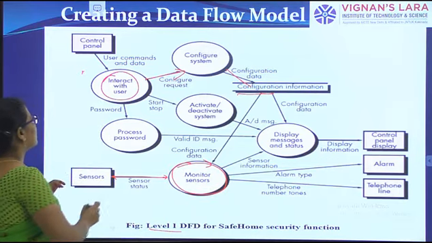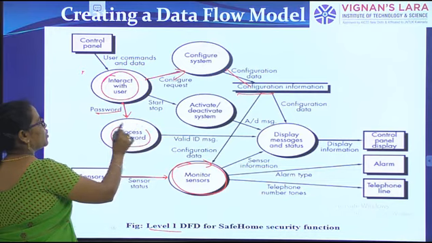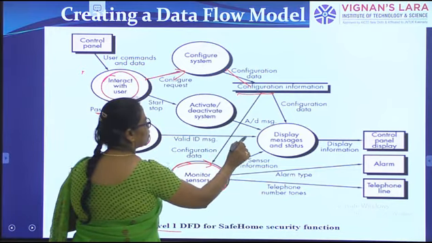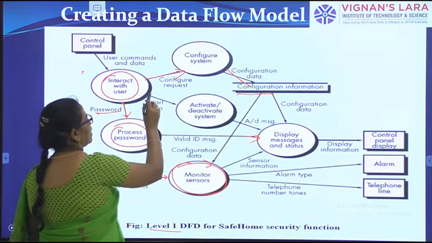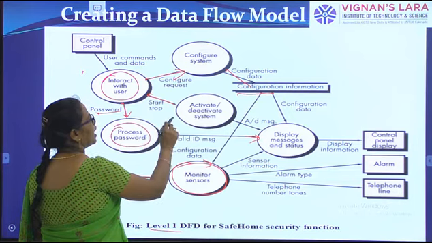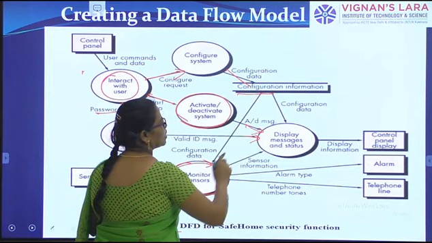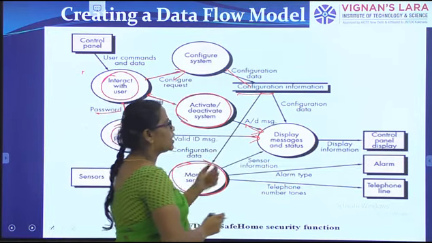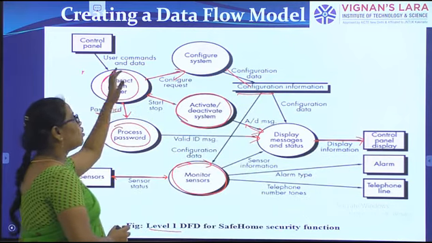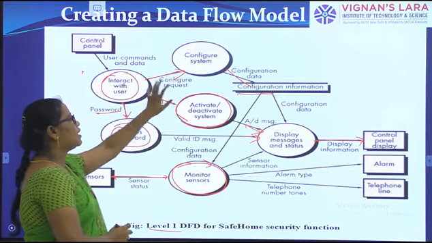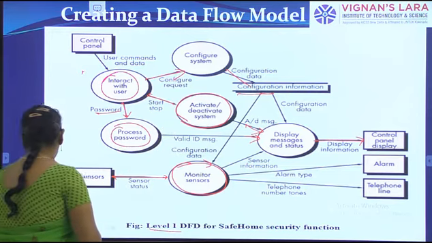Whatever the process, when the user interacts, it will ask for the password. Whatever password he has given will be processed. After processing, it goes to display messages and status. What is the status? What are the messages? Or else, if you want to activate or deactivate the system, it will give some display messages. Whatever the display messages, in order to display, they have to go to the control panel. Like this, the whole SafeHome security system level 1 is like this. In level 2, it will be more detailed. Okay, and next.